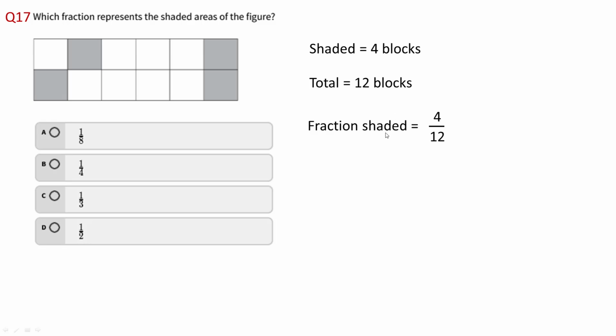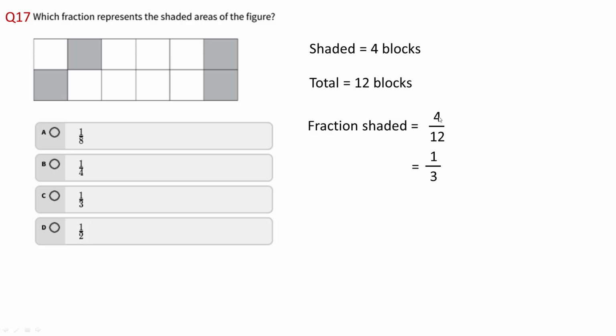Now, remember, it's 4 out of the whole. You wouldn't go 4 to 8. Okay, there's 8 unshaded. If you're asked for the ratio of the shaded to unshaded, you go 4 to 8. But the fraction that is shaded is the fraction of the whole. Okay, so the whole thing's 12.